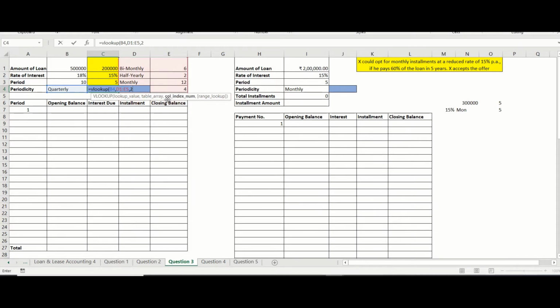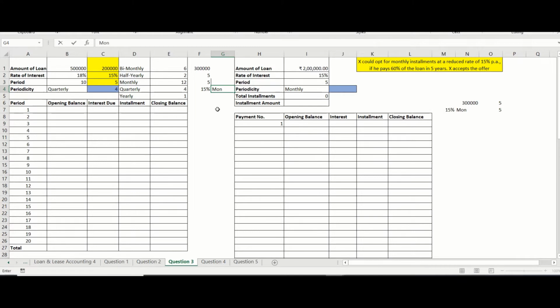What is the column? 2, and I want an exact match, right? 4 is my periodicity. ठीक है, अब कंपनी इज गिविंग अनदर ऑफर. व्हाट आर दे सेइंग इज, अगर आपने 60% ऑफ द लोन, मतलब 3 लाख अगर आपने 5 साल में पे कर दिया तो नेक्स्ट 5 years के लिए आपको 15% रेट ऑफ इंटरेस्ट में पे करना पड़ेगा इन मंथली इंस्टॉलमेंट्स. ठीक है, दिस इज द ऑफर.